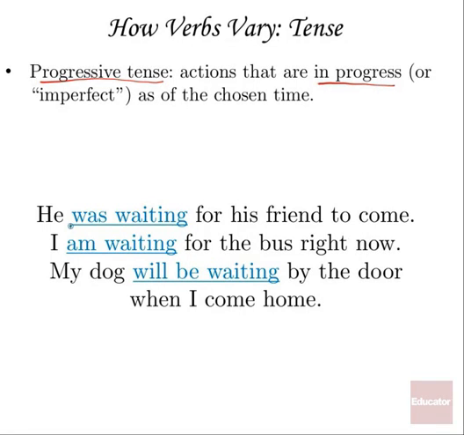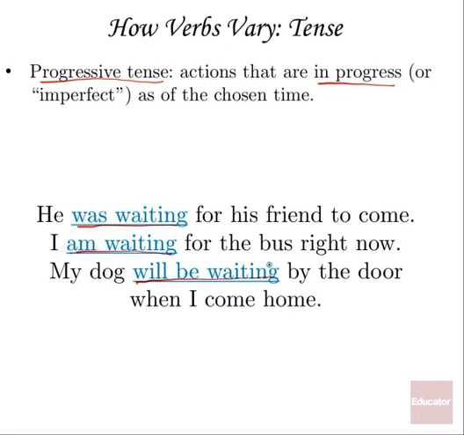So, he was waiting for his friend to come. As of some point in the past that we're talking about, his waiting was ongoing. He was waiting. I am waiting for the bus right now. As I speak, I am currently waiting. It is ongoing, in progress, progressive tense.